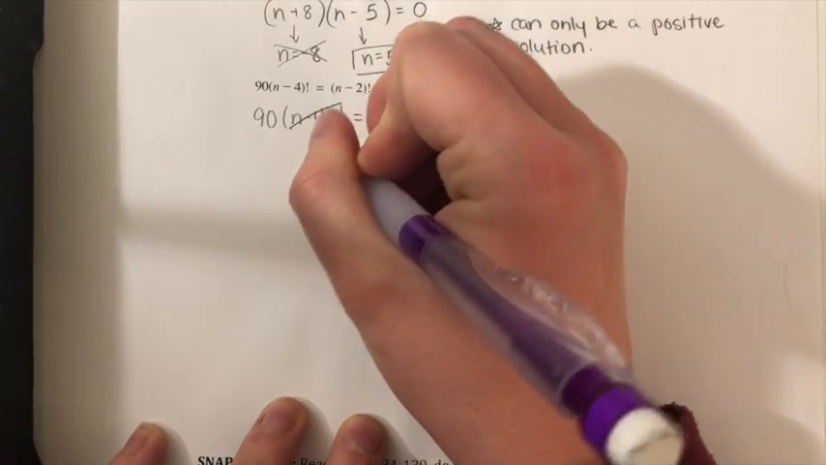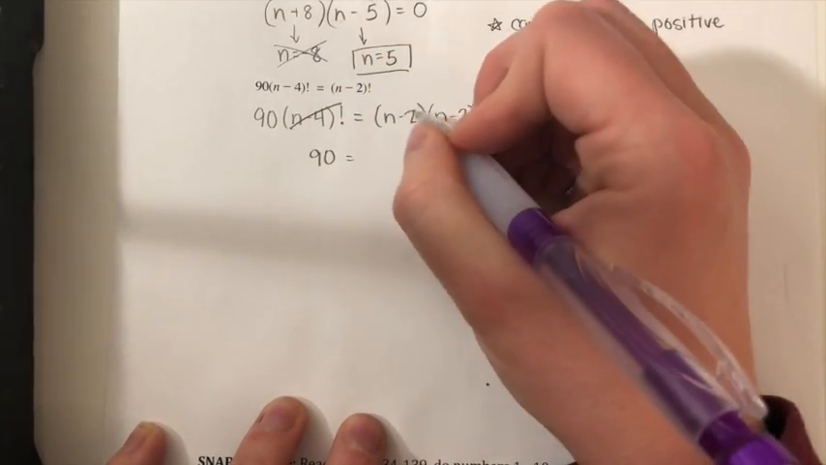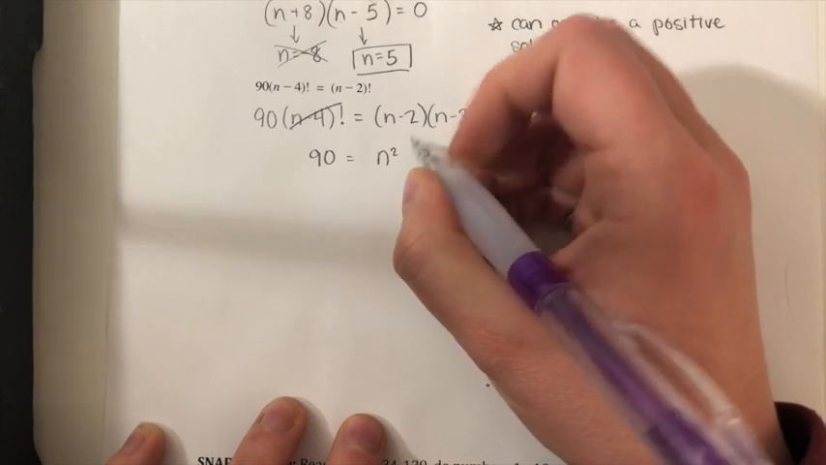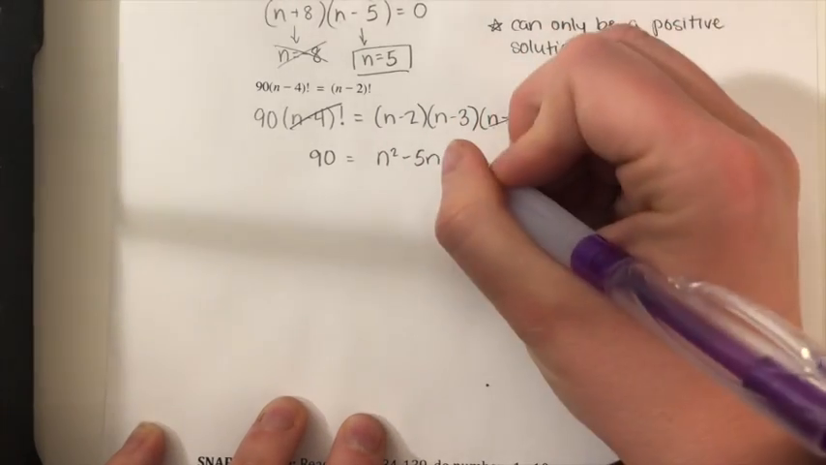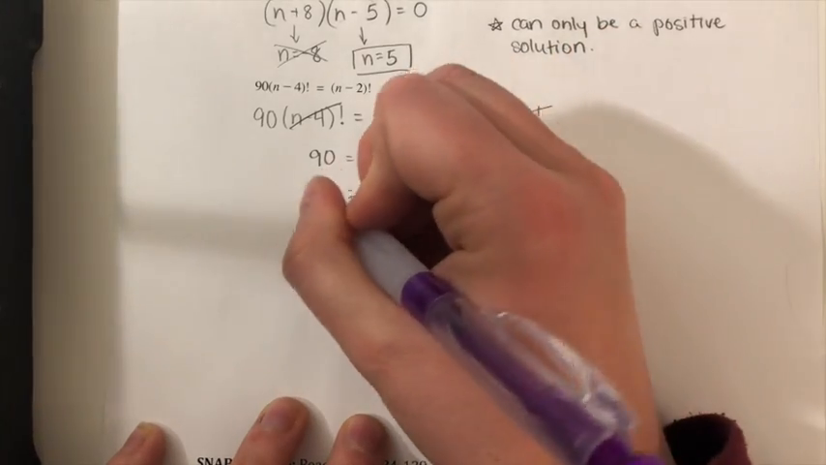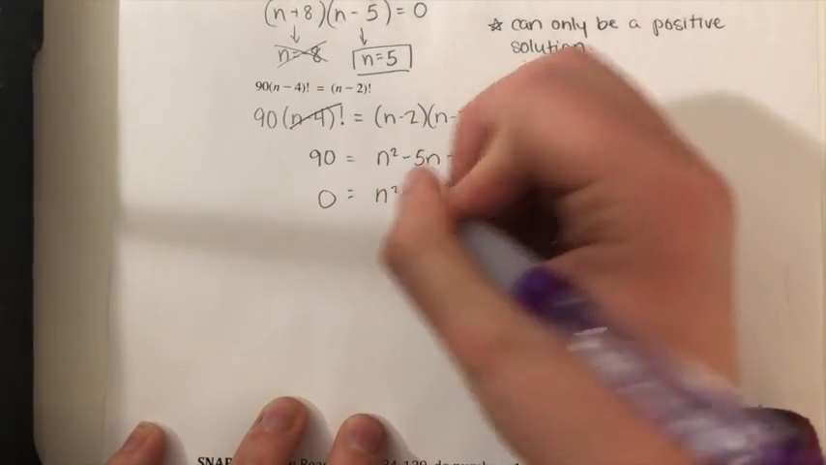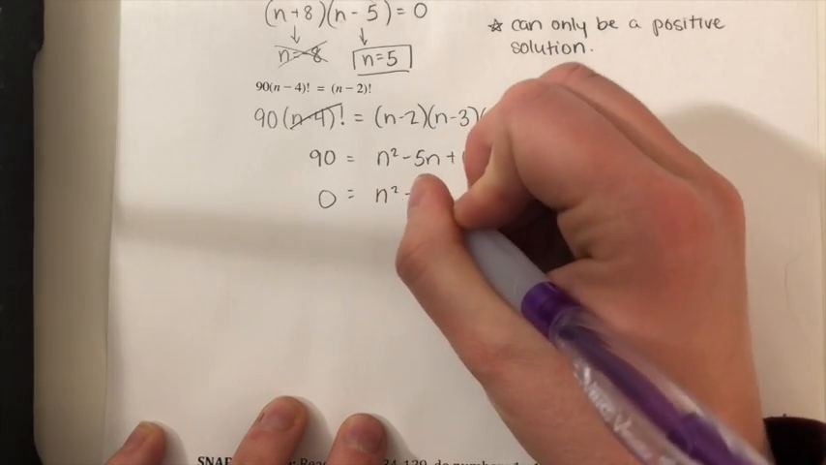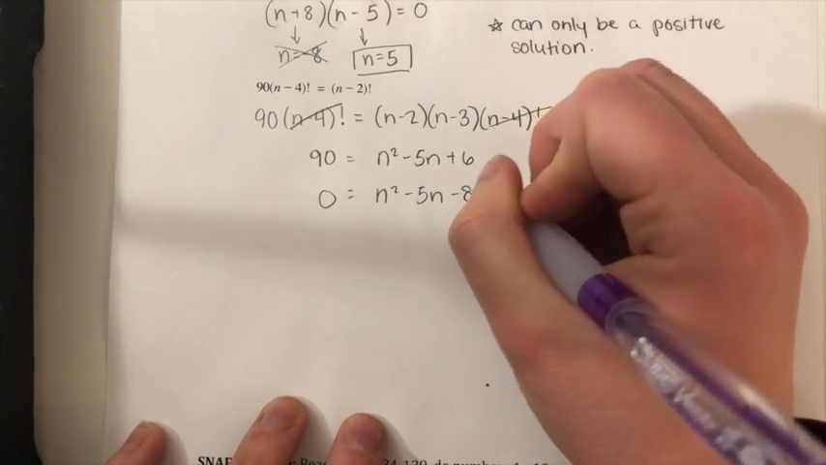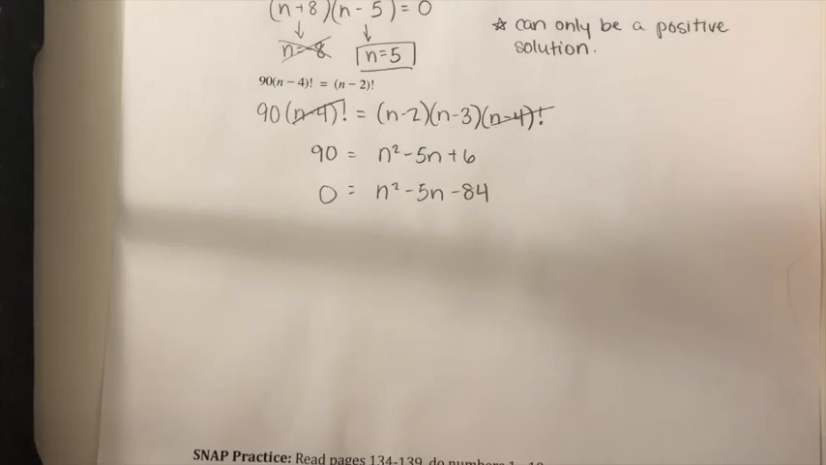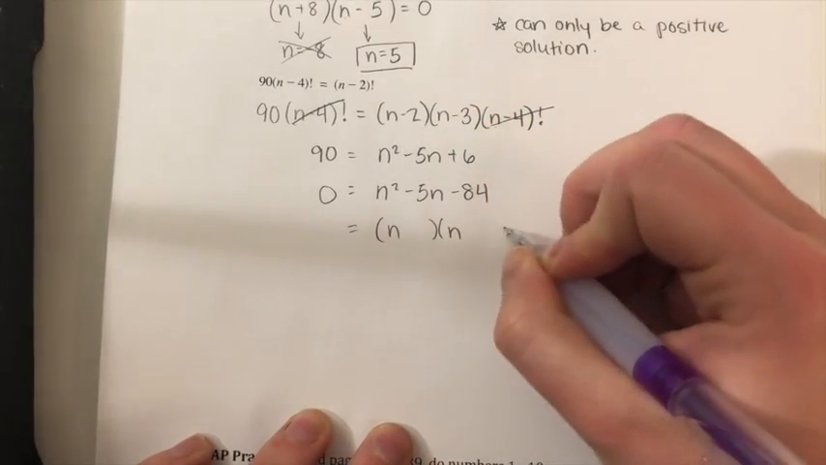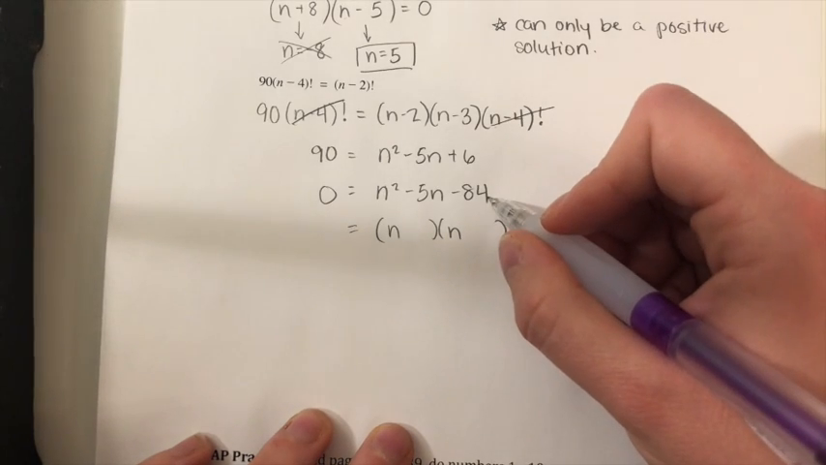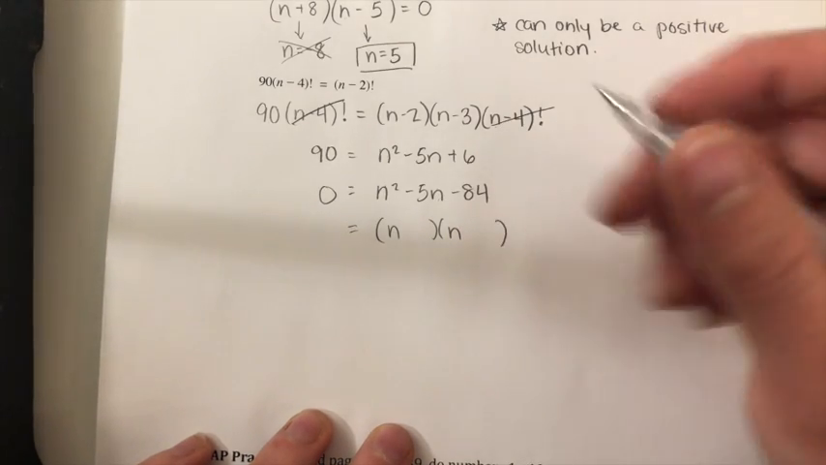So now we have 90 is equal to, I'm going to do my foiling, so n squared minus 3n minus 2n, so negative 5n total, plus 6. Need to move that 90 over, so I subtract it from both sides. So then I end up with negative 84. So again, I need to factor this. I have n and n. I need two numbers that multiply to negative 84 and add to negative 5.